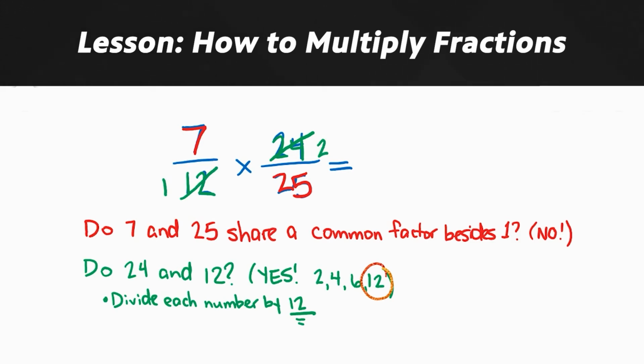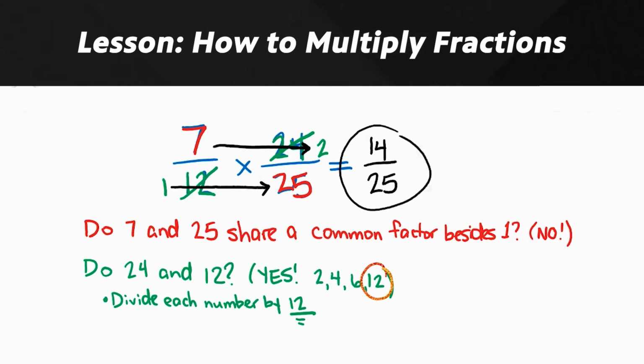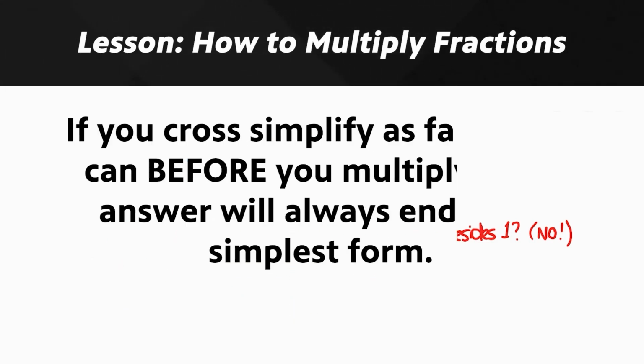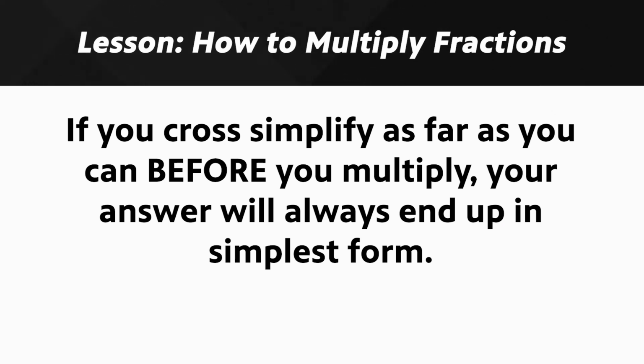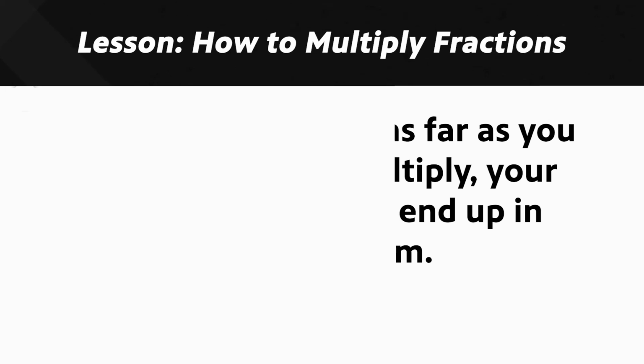Now when I multiply straight across, I have 7 times 2 and 1 times 25. That will give me 14 over 25. That's also the answer in simplest form. You see, if you simplify as far as you can before you multiply, you'll always be in simplest form when you reach your answer. You ready for one more? All right, here we go.